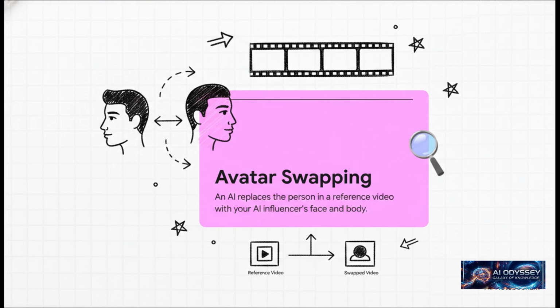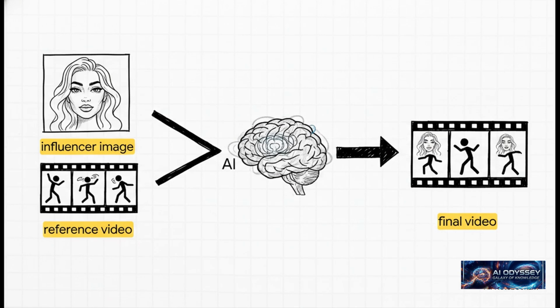But if you want to create something more dynamic, you'll want to use avatar swapping. Now, this is a really powerful technique where the AI takes a video of a real person and just replaces them entirely with your AI influencer. And the process is just as simple. You go to One.ai, you upload your influencer's main picture, and then you upload a reference video you found somewhere, maybe a clip of someone dancing on a beach or walking through Tokyo. Then the AI just gets to work.